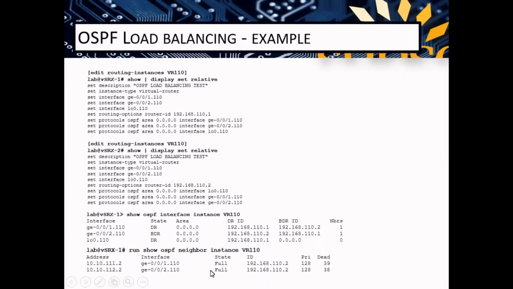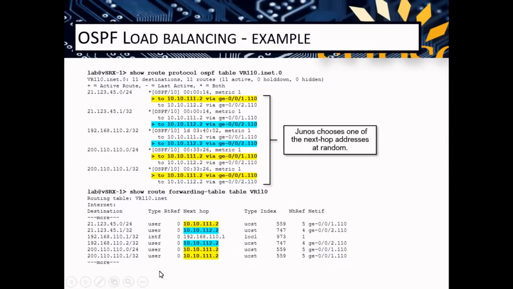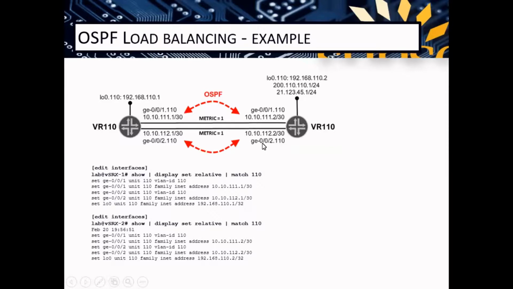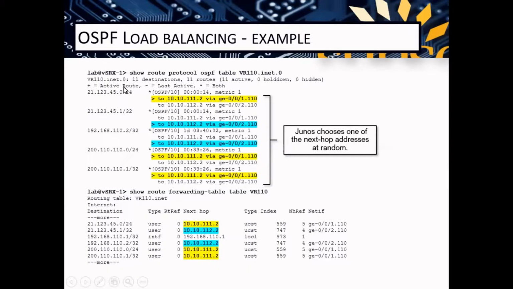So I check that the neighbors are up, and then I take a look at the routing table. What I want you to pay attention to here is that VSRX1, this routing instance, is receiving 5 different OSPF routes from the neighbor VSRX2. For each one of these routes, because of the topology, I'm going to have two possible next hops, 10.10.111.2 and 10.10.112.2. So you can see that for each one of these 5 routes, I have the 2 next hops available.